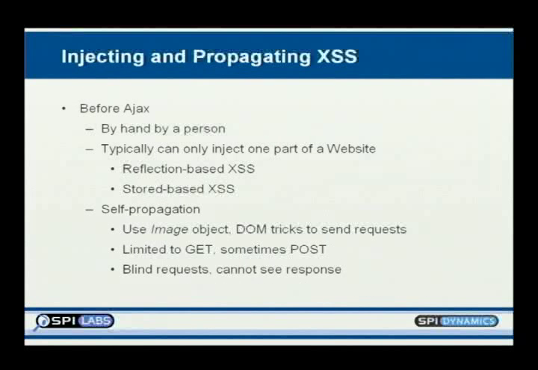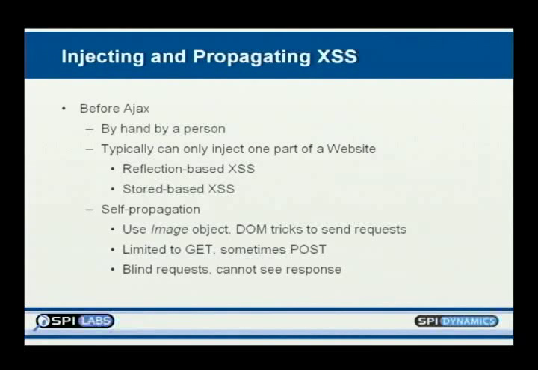So obviously, injecting and propagating cross-site scripting. Before Ajax, you'd do it by hand. You'd find a cross-site scripting vulnerability. Maybe I injected in some back-end database. I'd find it by hand. You've got reflected-based cross-site scripting and stored-based, which is when it goes in the database. You could kind of have cross-site scripting self-propagate itself by using the image object and DOM tricks. But like we said, JavaScript, short of Ajax, can't look at the responses. So I never actually saw anything in the wild.